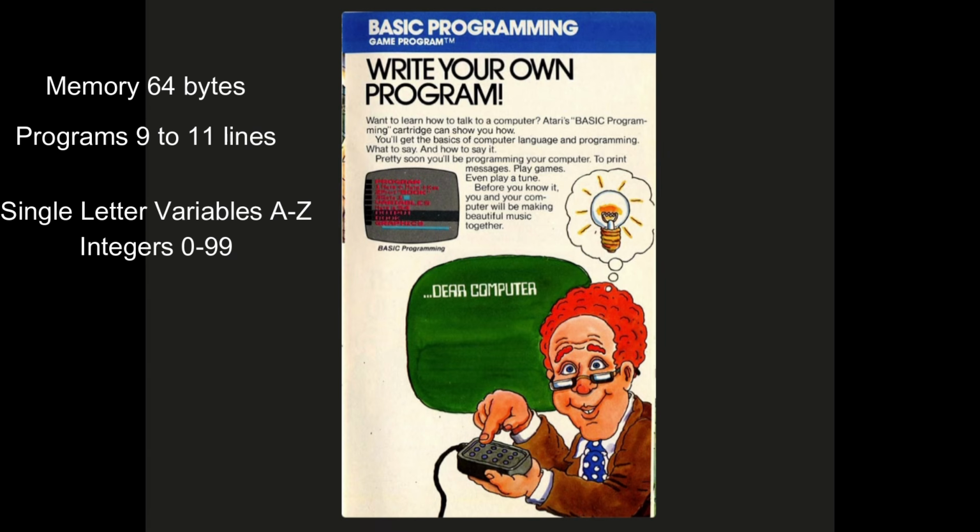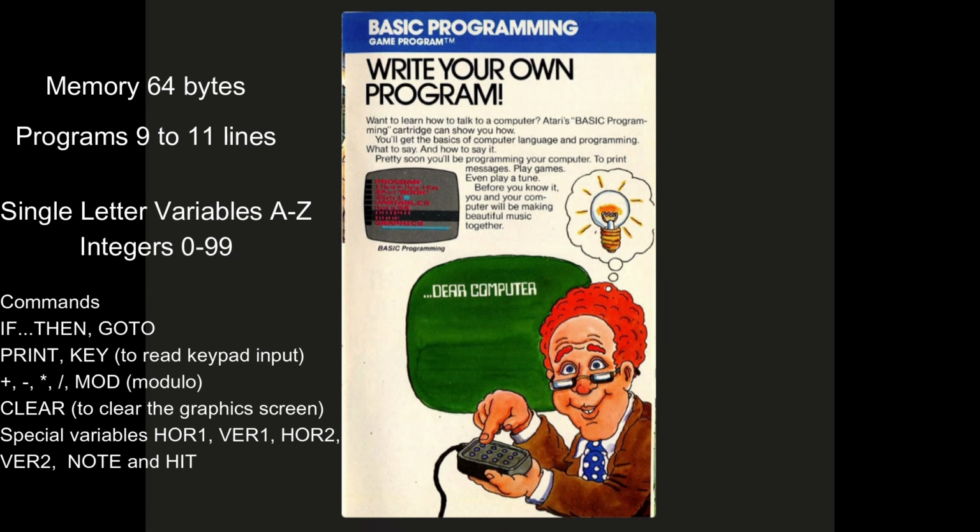It had if, then, go to, print, key, the four mathematical operators, and mod. And then it had graphic clear to clear the screen. And then it had six special variables: hor1, which was horizontal 1, vert1, hor2, vert2, note, and hit. And we're going to go through these, and you'll see these shortly.